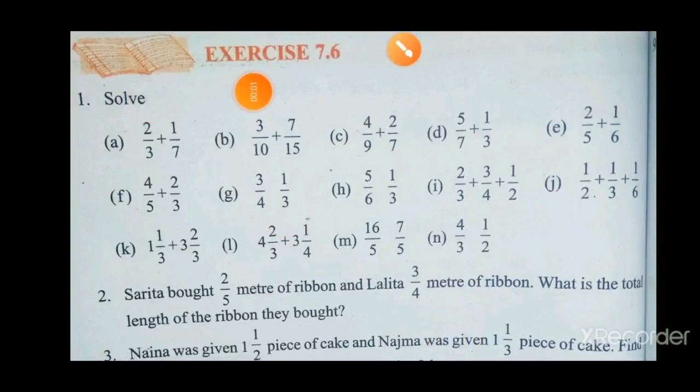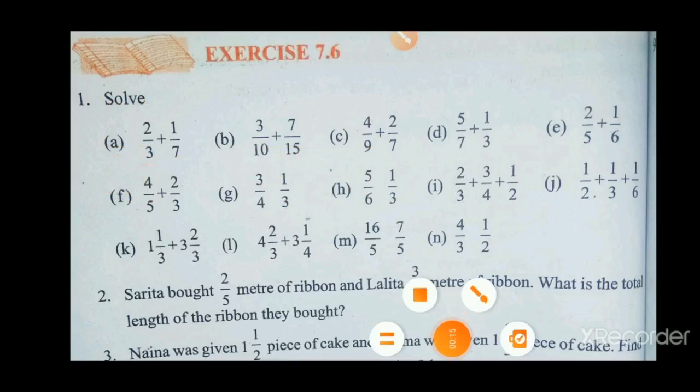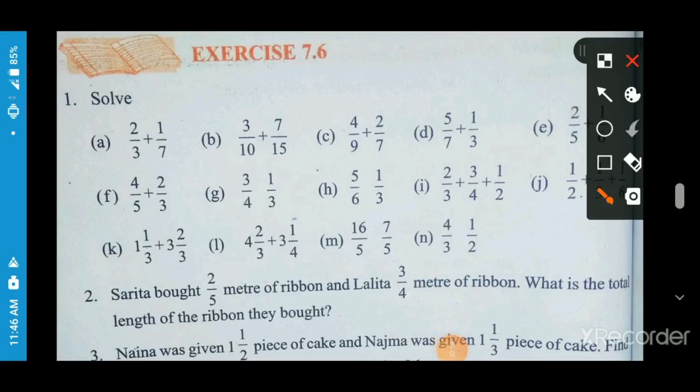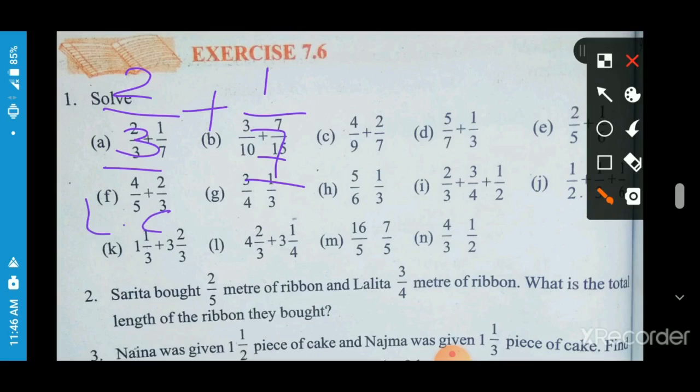Today we are going to start exercise 7.6 question number 1, solve part A: 2 by 3 plus 1 by 7. These two are fractions in which the denominators are prime numbers. First we write 2 by 3 plus 1 by 7. Both 3 and 7 are prime numbers, and in the case of prime numbers the product of the numbers is their LCM. So the LCM is equal to 3 multiplied by 7, which means 21.